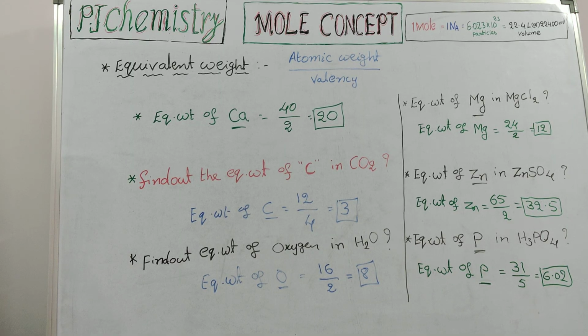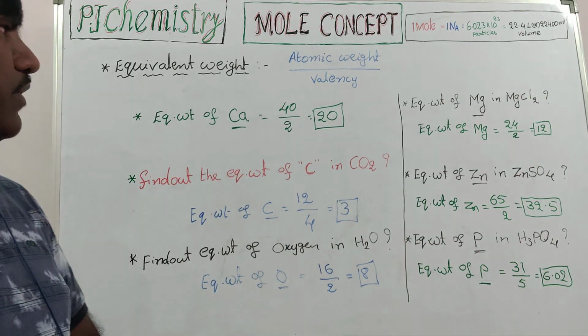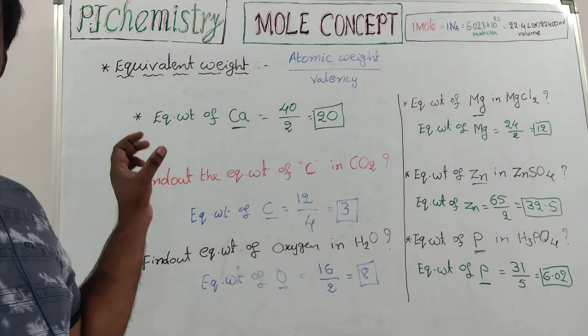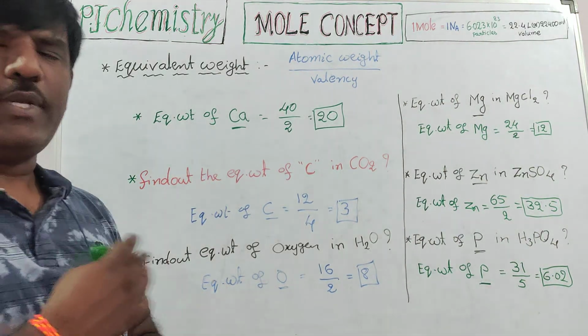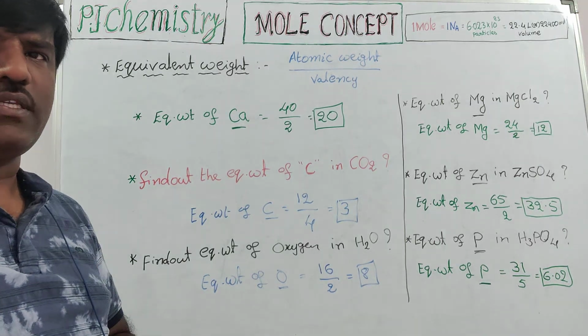Children, I hope you understood how to find out equivalent weight for atoms, elements. This is the way: the particular atomic weight by valency.